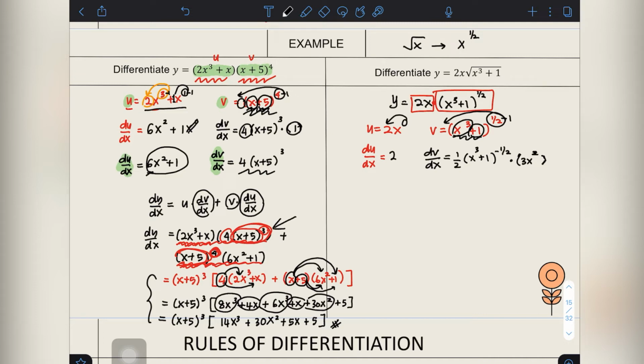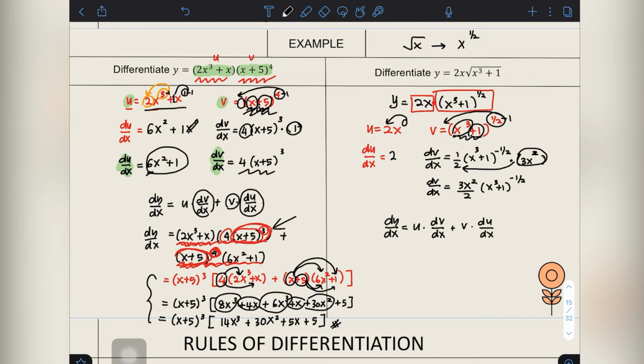It can be simplified. 3x to the power of 2 can be multiplied by half. So you can write your dv/dx as 3x squared over 2 multiplied by (x cubed plus 1) to the power of negative half. Okay, so now we want to use the product rule formula to find the derivative, which is dy/dx.